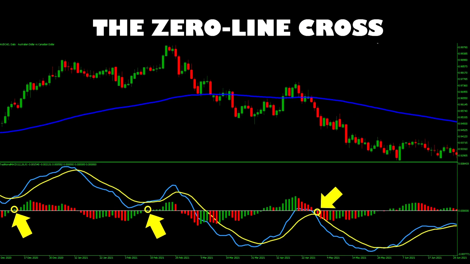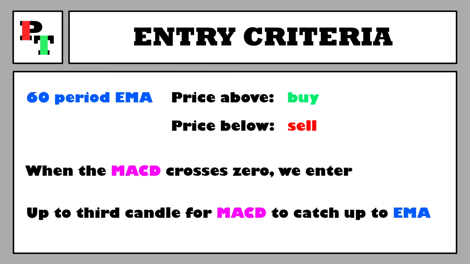Here's a few example entry options for us on this price chart. So where price is above the EMA, we've got ourselves into a couple buy trades there, and then when it's dipped below on the right hand side, we've taken a sell trade from that MACD crossover. And we will still give price to the third candle to catch up to the EMA for us to still be able to enter that trade.